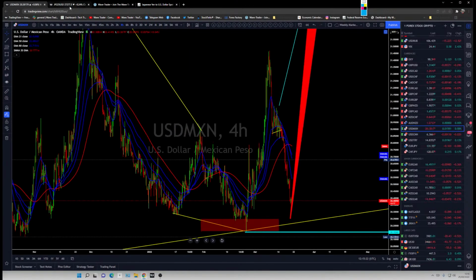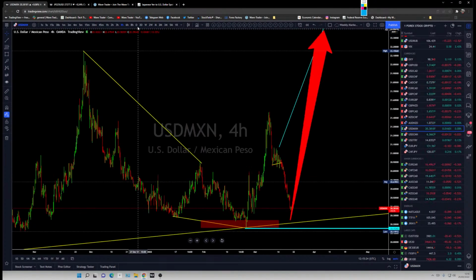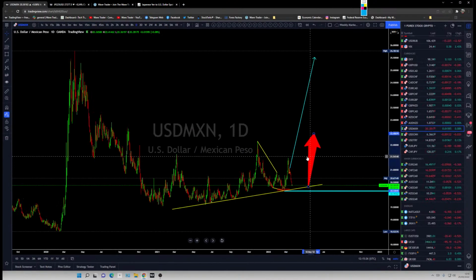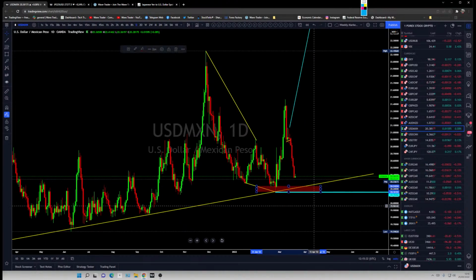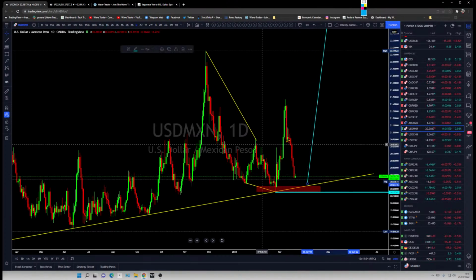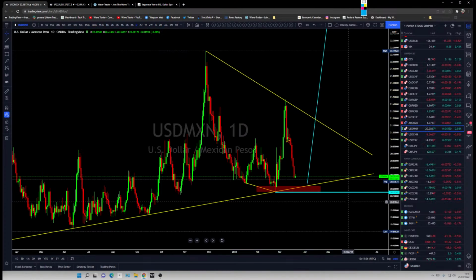Dollar peso. All right, dollar peso is just reaching that previous low again. So you are paying attention to price holding this daily low and continuing to keep rising for more upside.